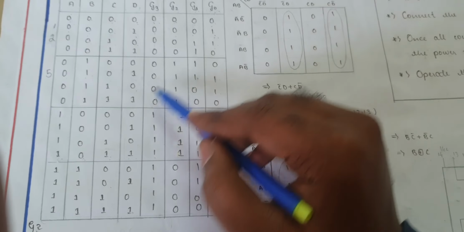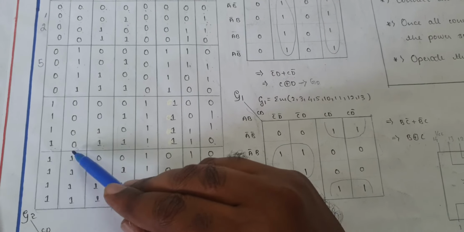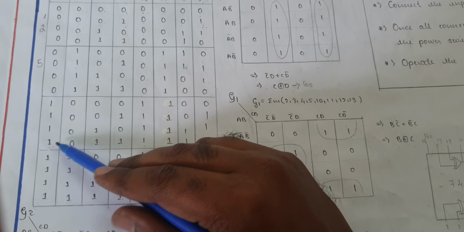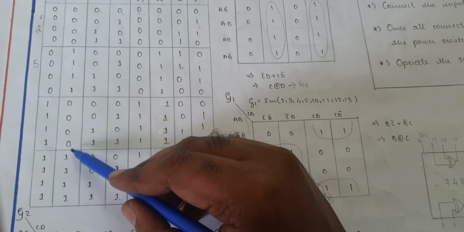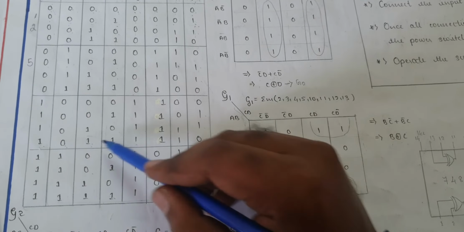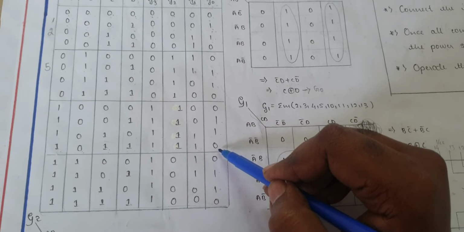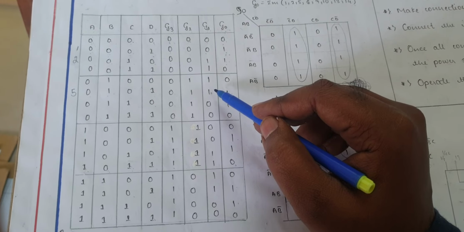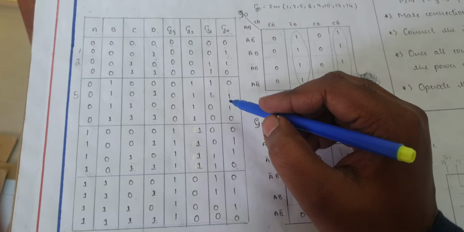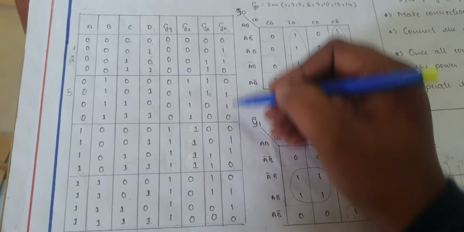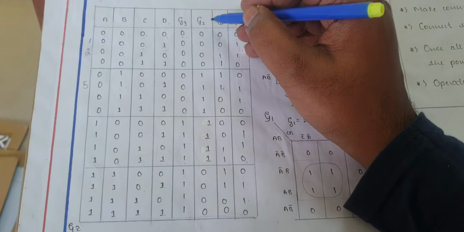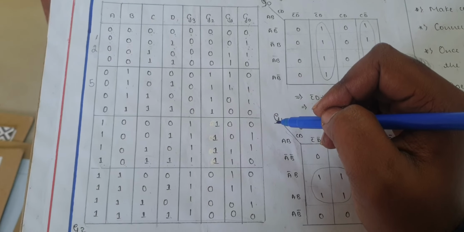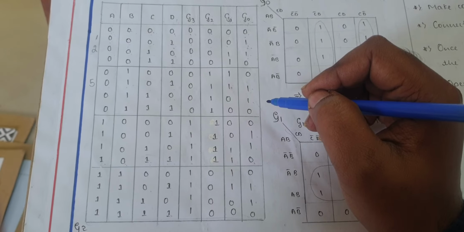Let's take some other example. We'll consider 1 0 1 1. So 1 remains the same. 1 XOR 0 is 1. 0 XOR 1 is 1. 1 XOR 1 is 0. So this is how you convert your binary number to gray code. After doing this, we'll consider each bit: G0, G1, G2, G3. We have to draw the circuit. Before we draw the circuit, we need to construct the K-map and reduce the equation.